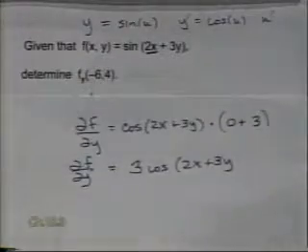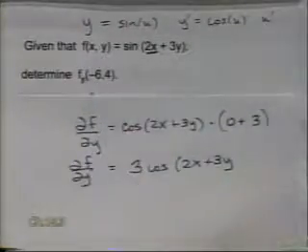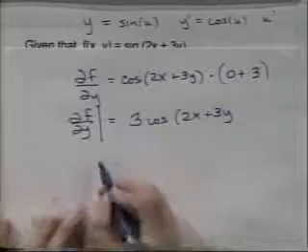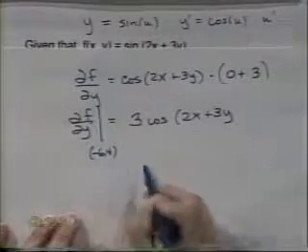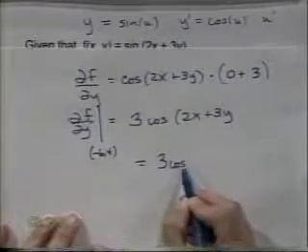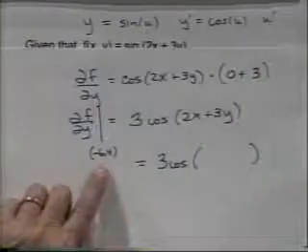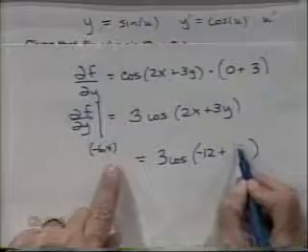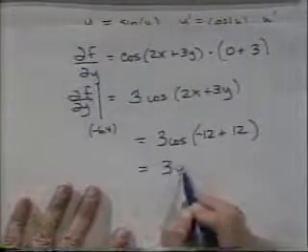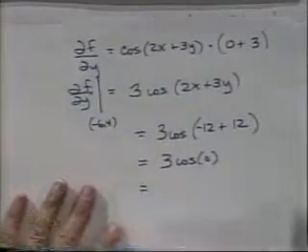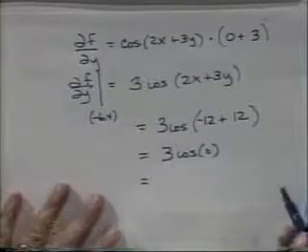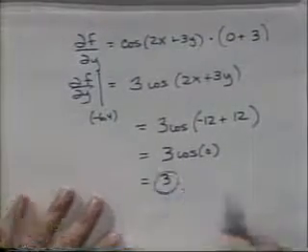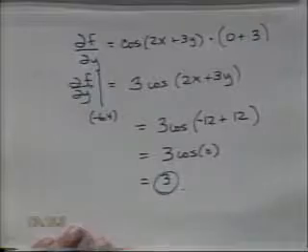Now, since they want me to evaluate this particularly at negative 6, 4, what I do is I plug in a negative 6 for x. 2 times a negative 6 is a negative 12. 3 times 4 is 12. So what's 3 cosine of 0? And this has cropped up so much. Cosine of 0 we should know is 1. 3 times 1 is 3. So the particular derivative evaluated at that point is 3. Not hard. This is not a hard section.